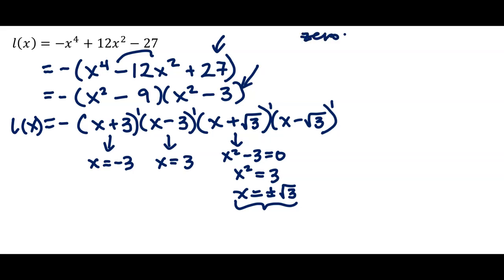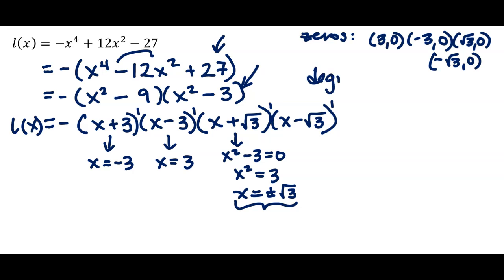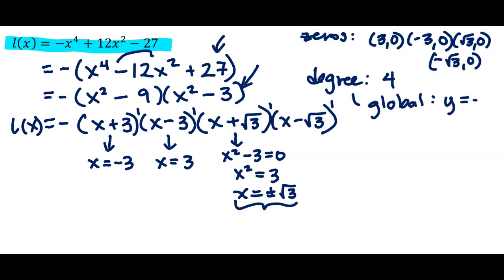So my zeros are 3, -3, √3, and -√3. My degree, I could have talked about that first. That's actually really nicely found right from the original before I multiplied it out. So that's the one thing that I really do like when I don't get something that's already factored, is I can see the degree really easily. The biggest power on x is 4, and I can also see the global behavior is going to be y equals -x to the 4. So it's really easy to see that coefficient as well.